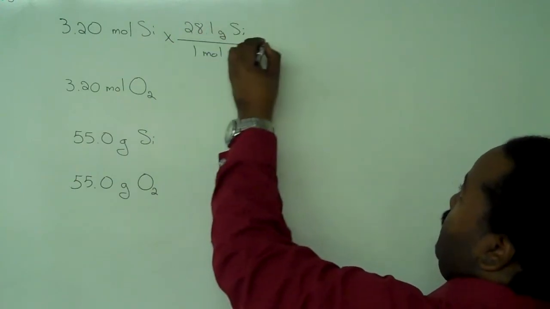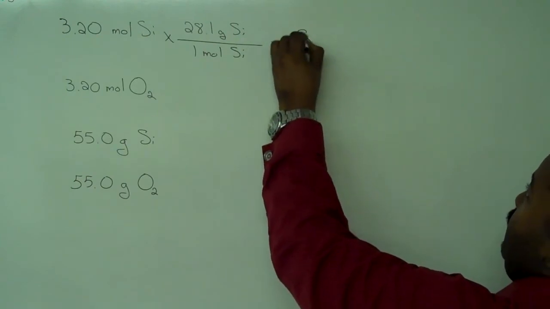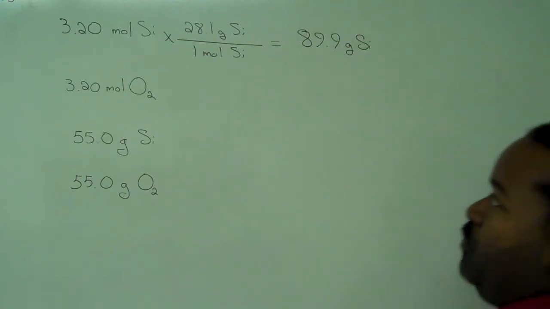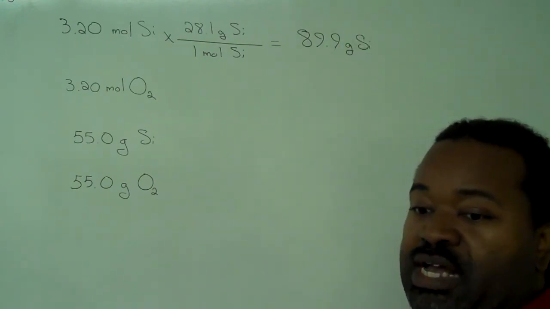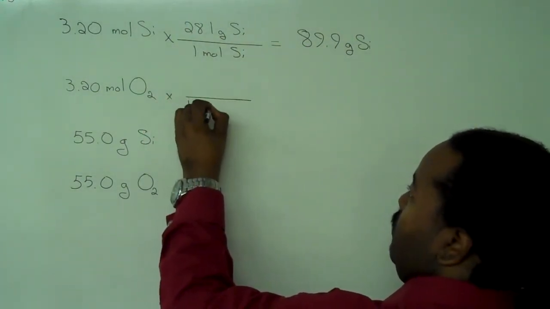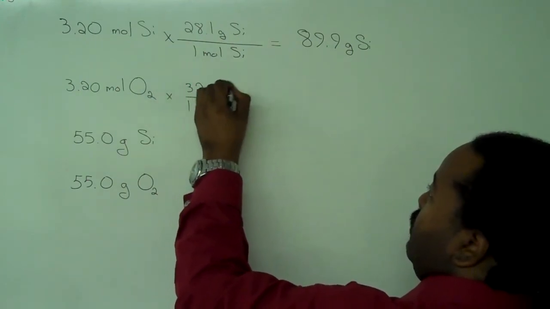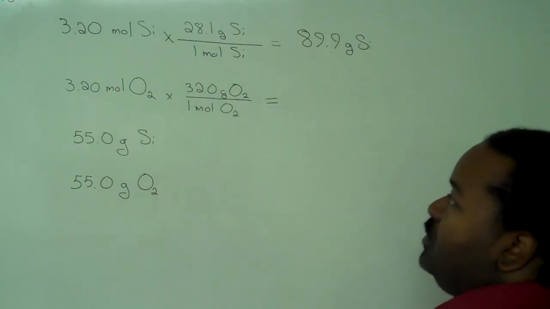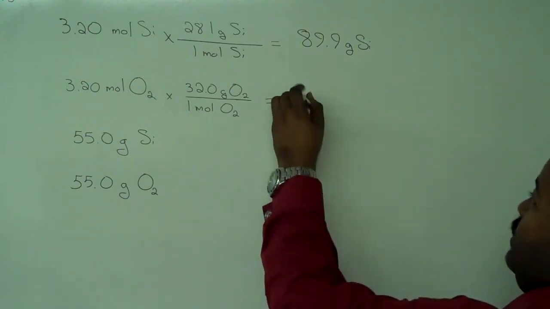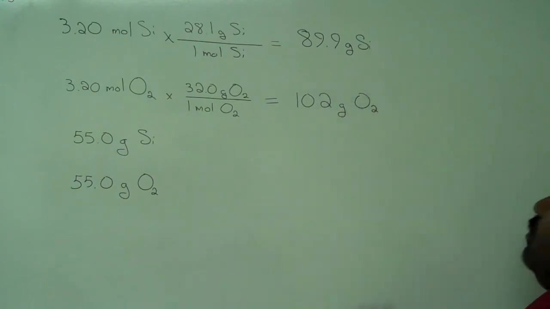And this allows me then to convert. I multiply through, and I find that I have 89.9 grams of silicon in 3.20 moles of it. For oxygen, it's the same thing. 1 mole of O2 will have a mass of 32 grams of O2. And so this cancels out my units perfectly, and it allows me to multiply through and determine that I will have 102 grams of oxygen.